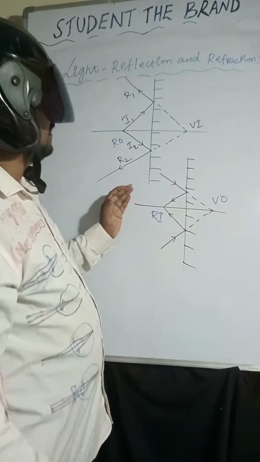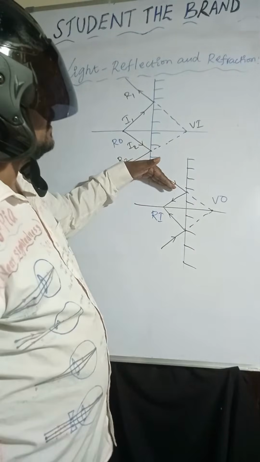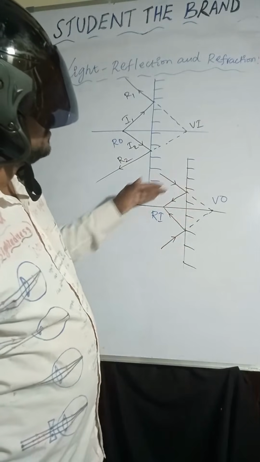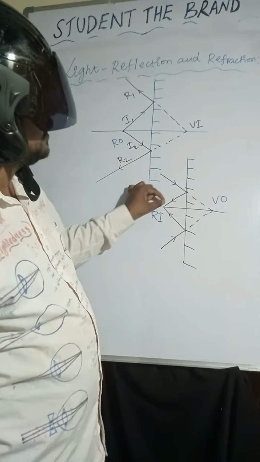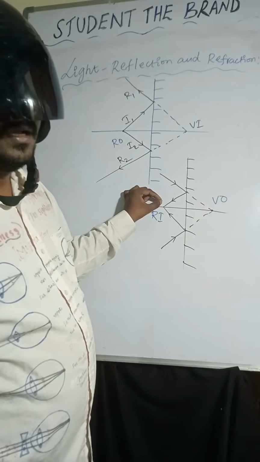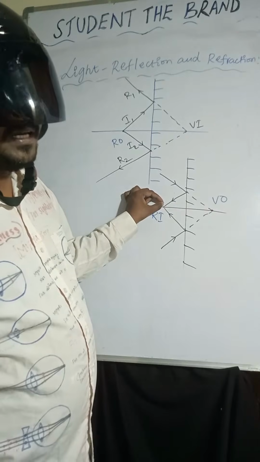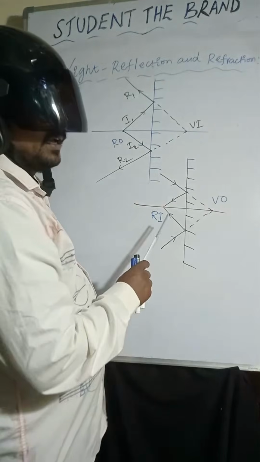I hope it is very clear. Here, these are the incident light rays. These are also incident light rays. After incidence, those are reflected back. So the reflected light rays are meeting at one point. So this is the real image.